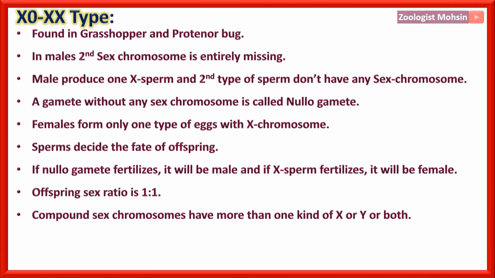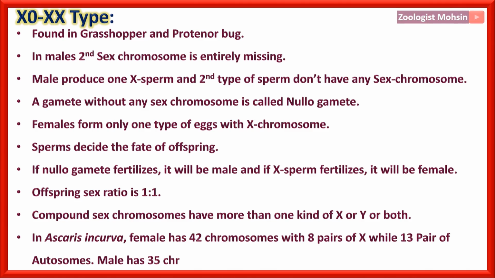Compound sex chromosomes have more than one kind of X or Y or both. Please note that is unique information. In Ascaris incurva, female has 42 chromosomes with 8 pairs of X while 13 pairs of autosomes. Male has 35 chromosomes with 8X plus 1Y and 13 pairs of autosomes. Now this information is very important for you to focus and remember.